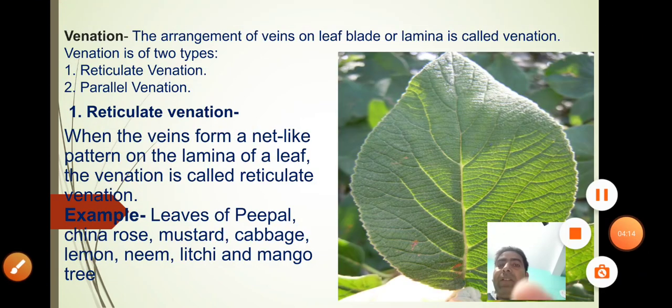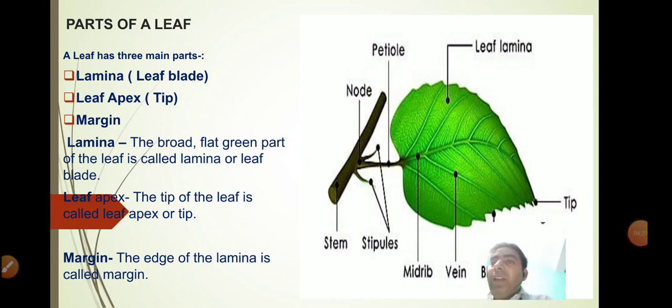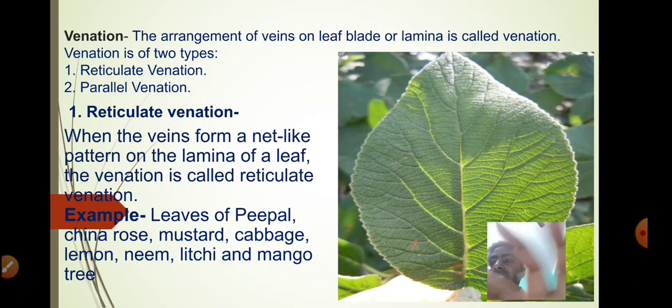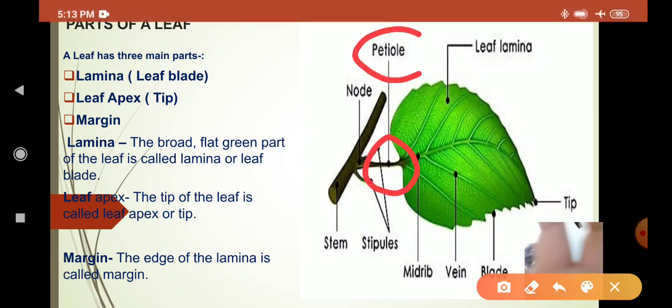In the next slide we will see about the leaf venation. Before reading leaf venation, we will see the other parts also, like the petiole. What is the petiole? It is a petiole or stalk that is attached to the stem. Here it is, the petiole. You can see here. The part by which the leaf is attached with the stem is called the petiole. Another name for the petiole is stalk.